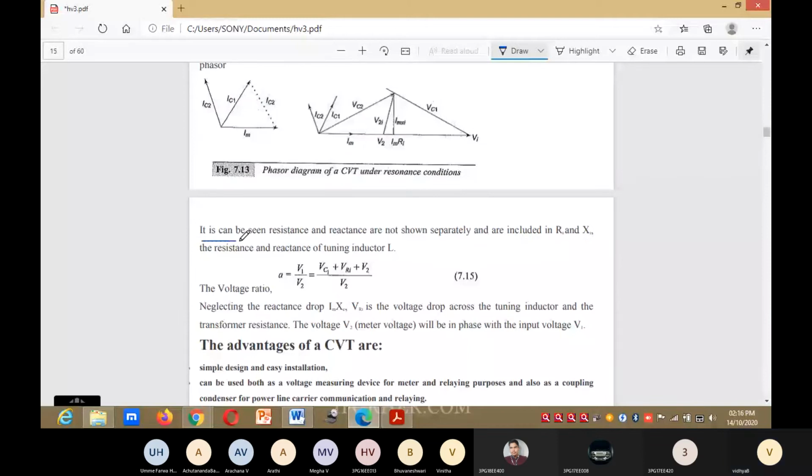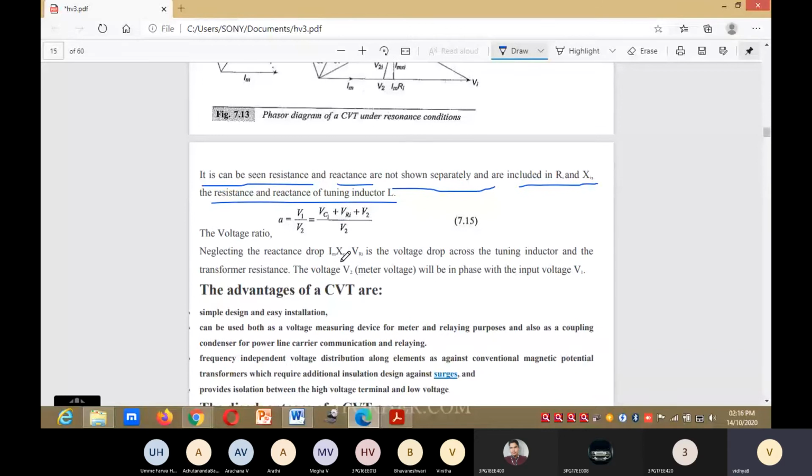It can be seen that resistance and reactance are not shown separately; they are included in Ri and Xi, the resistance and reactance of the tuning inductor L. The voltage ratio A is equal to V1 divided by V2, which is equal to Vc1 plus VRI plus V2, divided by V2, neglecting the reactance drop Im Xe. VRI is the voltage drop across the tuning inductor and the transformer resistance. The voltage V2 will be in phase with the input voltage V1.